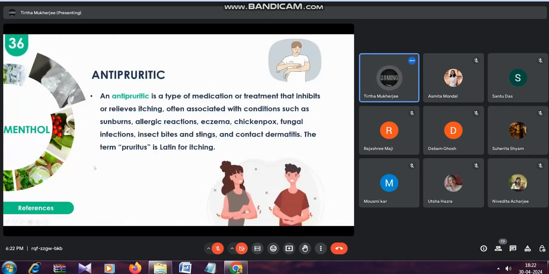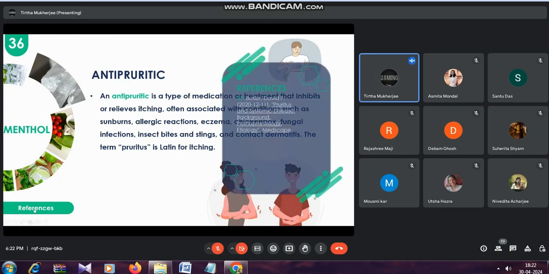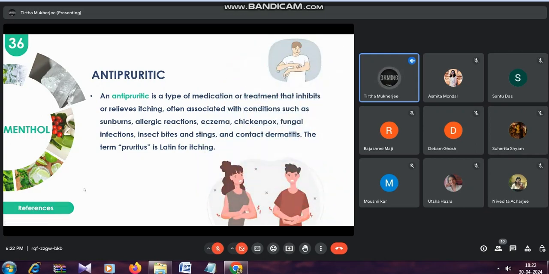Next is antipruritic. An antipruritic is a medication or treatment that inhibits or relieves itching, which is often associated with conditions such as sunburns, allergic reactions, eczema, etc. The term pruritus is Latin for itching. These are the references. Moving on.